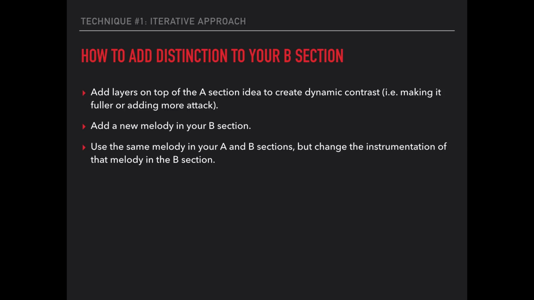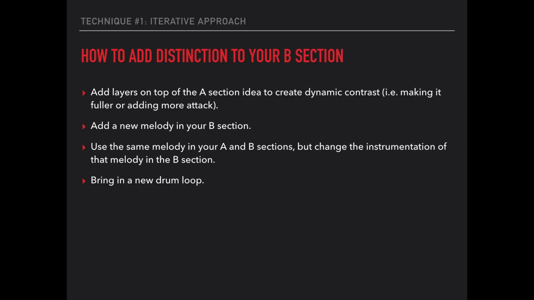Next, you can use the same melody in your A and B sections, but change the instrumentation of that melody in the B section. Similar to how we've talked about doing this with a chord progression, you could use different instruments to play that main melody in the two sections. This will create distinction because a new instrument has been introduced, but also add a sense of familiarity and repetition because the melody at its core is the exact same.